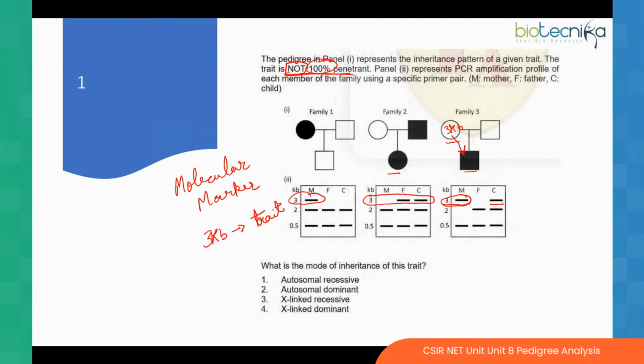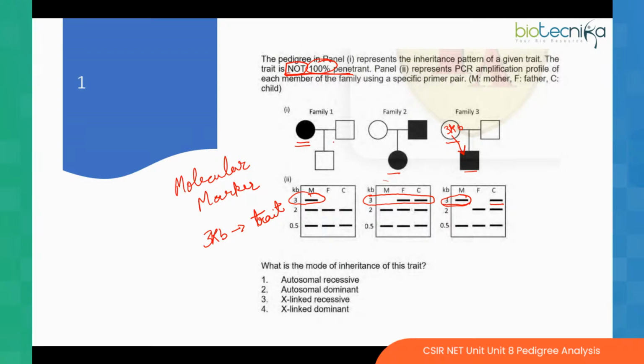Okay, so in both family 2 and 3, we see that an affected individual has an affected parent. And the other thing we see is that whoever in the next generation has the trait has only a single copy of the 3 kb band, and that is enough to produce the trait. Also, in family 1, the mother is affected, the father is not, and the child is also not affected.